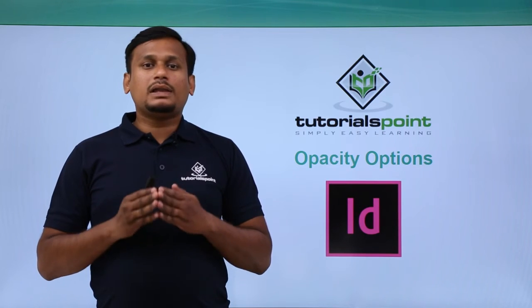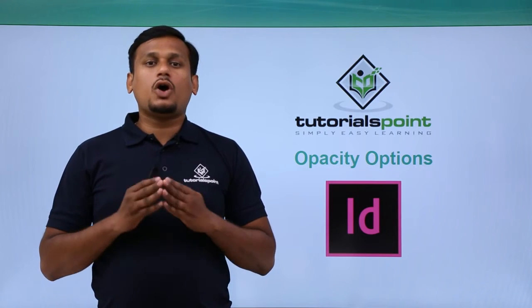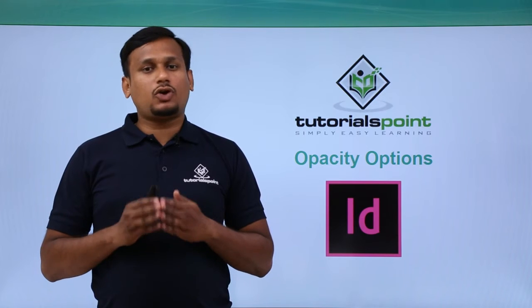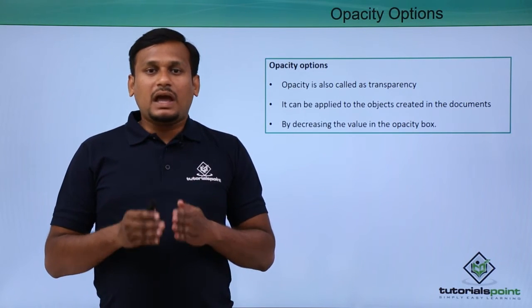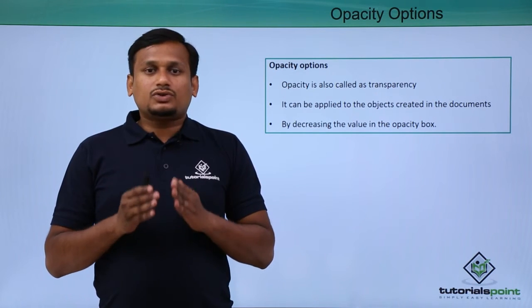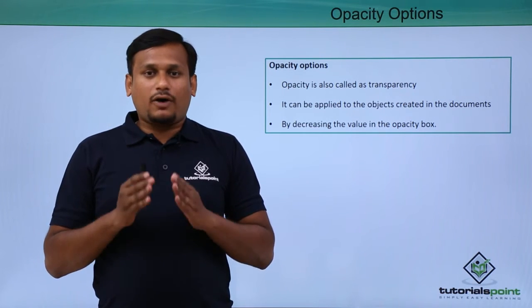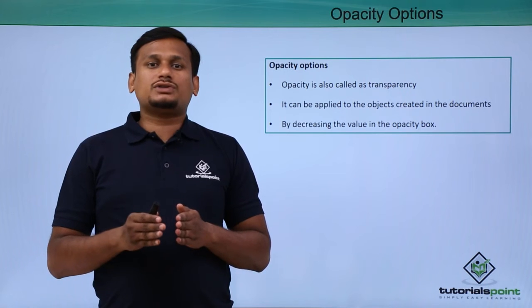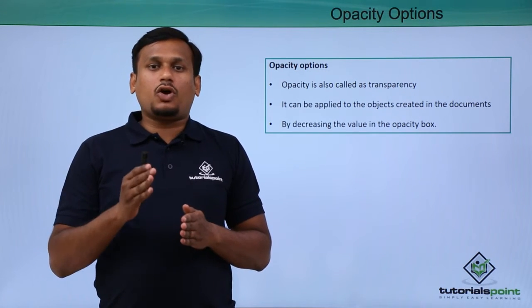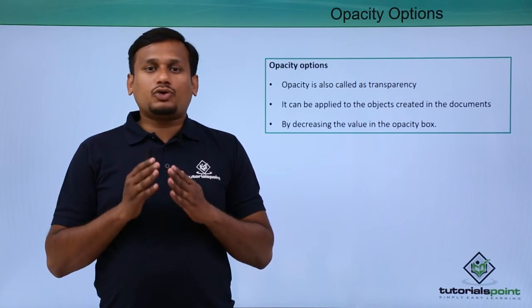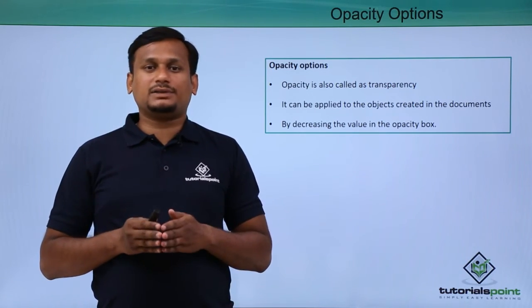In this video, let us know about the opacity options, which is also located in the option bar. Opacity is also called as transparency, and to increase or decrease the transparency of an object, we can use the options or we can use the type in parameter section located in the option bar. Let us see how to use these opacity options practically.